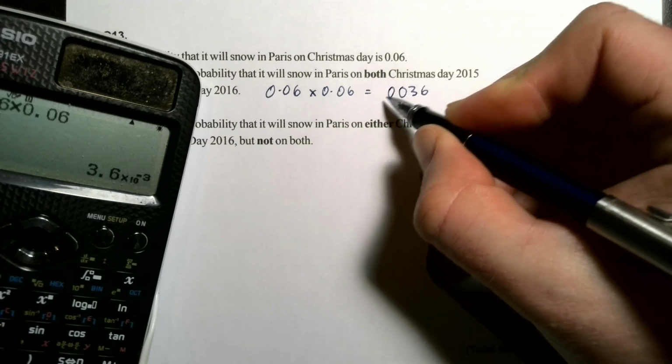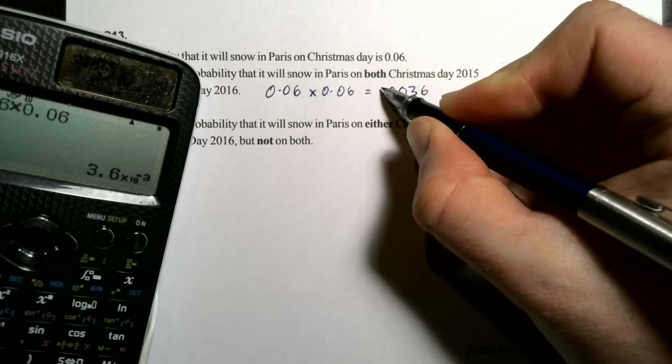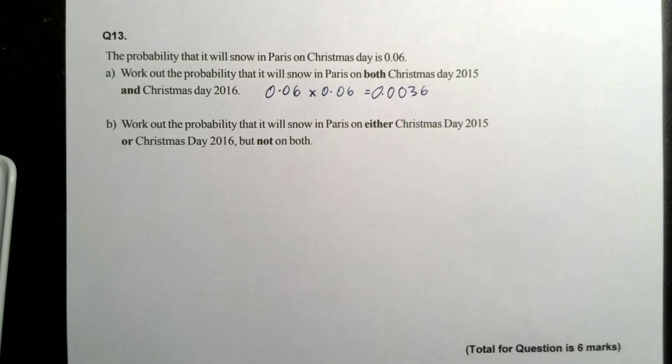So that's 1, 2, 1, 2, 3. So there you go, 1, 2, 3, 4. Yes, divided by 10,000.